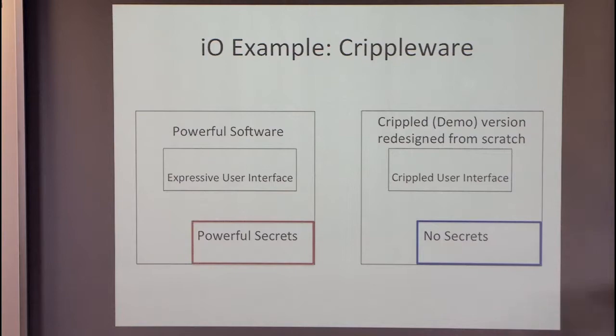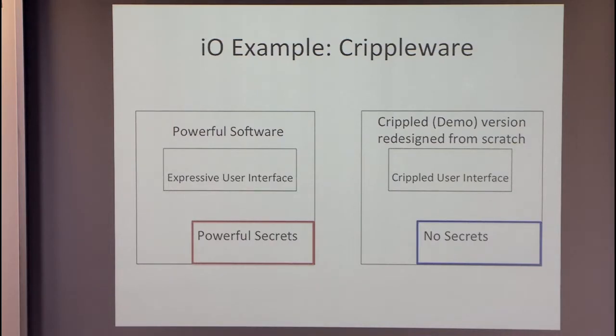Now, ideally, what should I do? I should think about what features I can safely reveal to you, redesign from scratch some computer program to make sure there are no secrets within it, no secrets that I'm not willing to give out. Spend hours and months potentially making this software and then give it to somebody as a demo software. Now, this doesn't tend to happen.